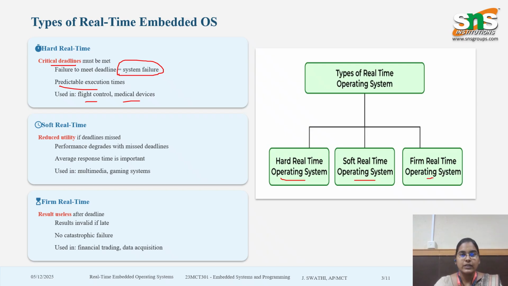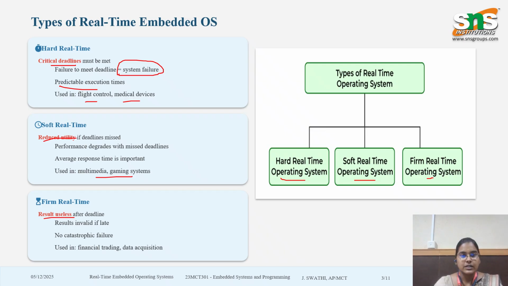Depending upon these three types, a hard RTOS means that if the deadline is missed, the overall system fails, and it is used in flight control and medical devices, which are critical conditions. A soft real-time operating system has reduced utility. Here the performance degrades with missed deadlines, and it is used in multimedia and gaming systems. If the performance is lagging, it sometimes loses out with the missed deadlines.